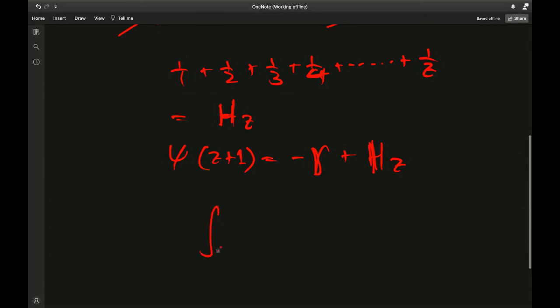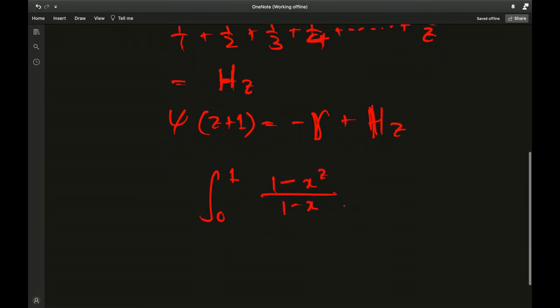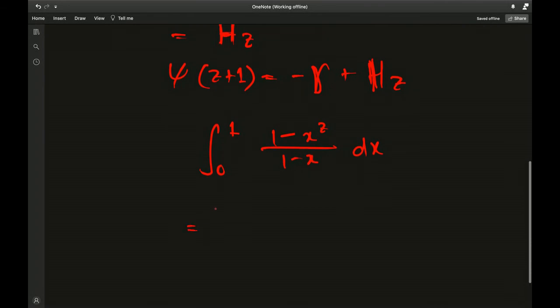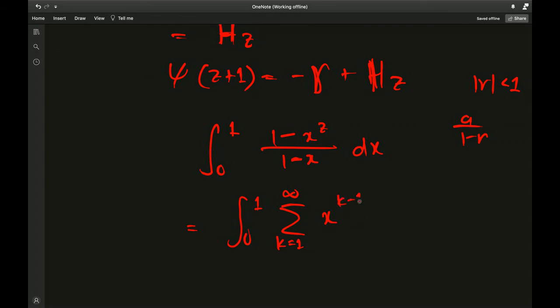well, take the integral from 0 to 1 of 1 minus x to the z over 1 minus x dx. What you do is, notice the denominator 1 minus x is of the form a over 1 minus r, with absolute value of r less than 1, and that is satisfied because x is between 0 and 1. It is in the radius of convergence, so we can use the infinite GP formula. A is 1 in our case, so we can have the sum from k equals 1 to infinity of x to the k minus 1, because the first term was 1, multiplied with 1 minus x to the z dx.